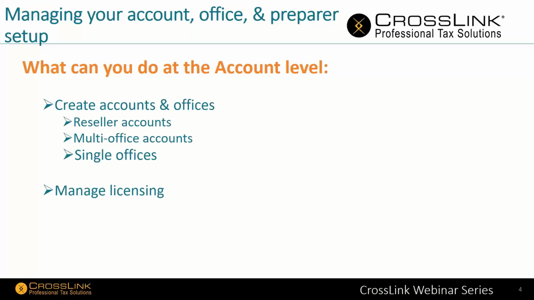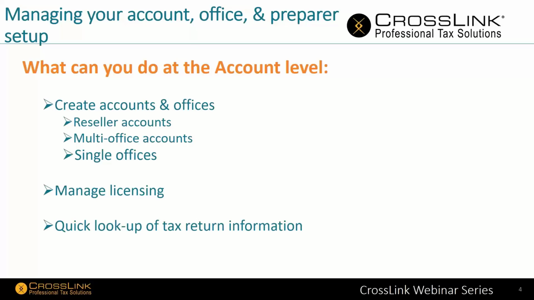Now, you may ask, how do I get to the account level? Well, when you signed up for CrossLink Online or CrossLink, you do have an account code. Your account code is associated with the account level. That's where you build your business. So just go ahead and log in with CrossLink Online using your account code, and you will find that you're at the account level, and you'll be able to create your offices, view your offices, and manage your licensing.